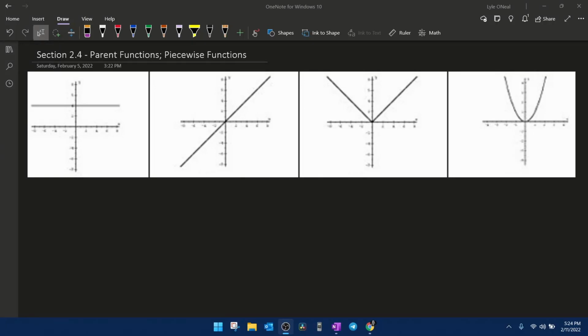Hello and welcome to our lesson on library of functions and piecewise defined functions. This is going to be from section 2.4 in our Precalculus text.